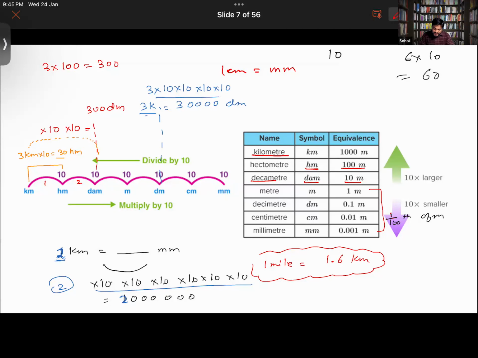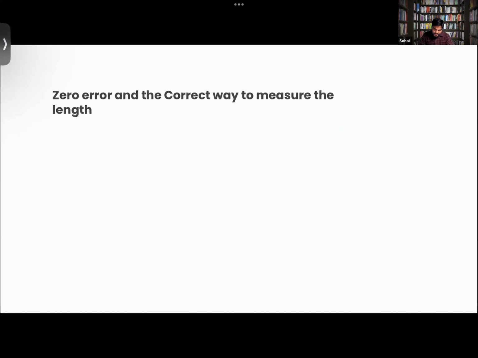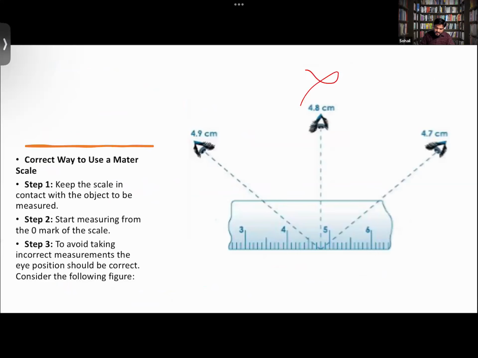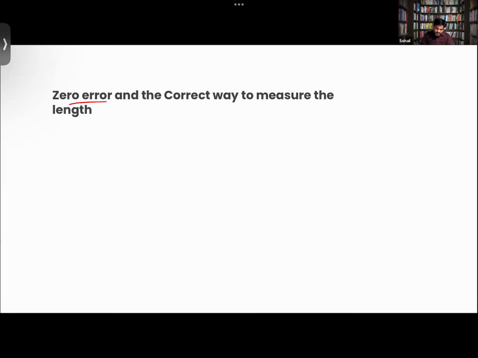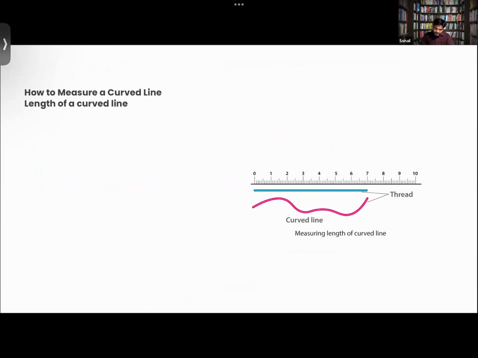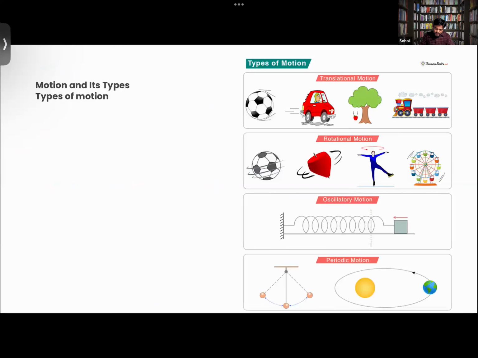Okay, so let's stop it here and then let's discuss the next part of the chapter. All these have been covered from the portion: zero error and the correct way to take the measure. Okay then. So let's talk about motion and its types. So motion, you understand what is basically motion? How do we define motion? How do you define motion?